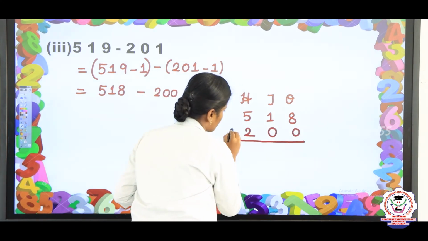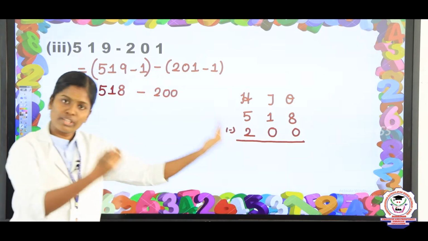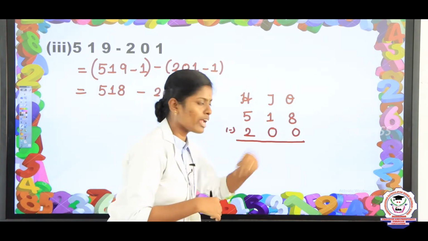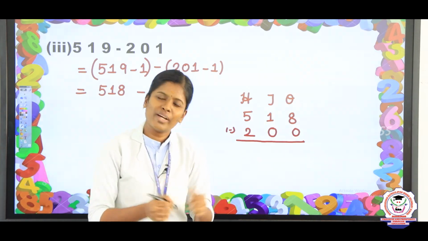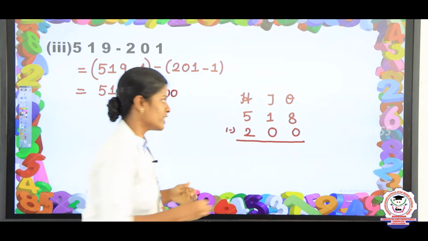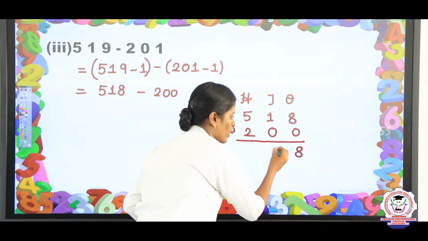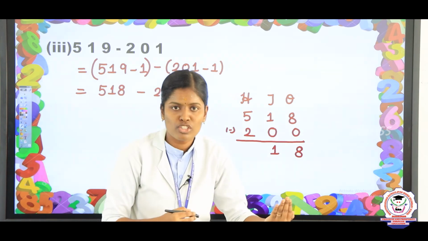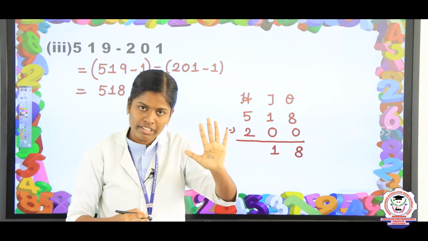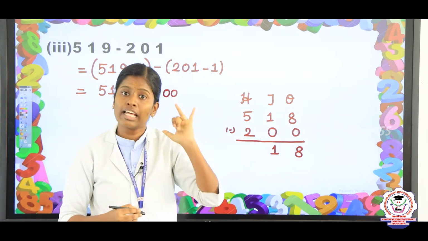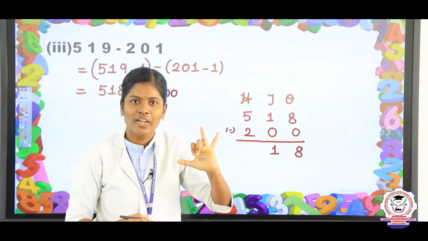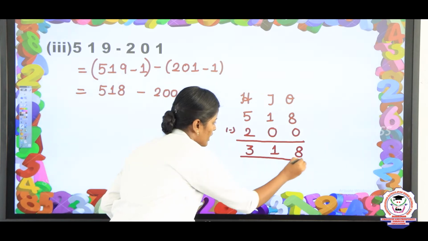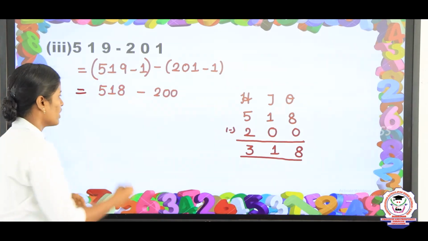Now we are going to subtract this. While subtracting, we should take the ones place value first. So now tell me Kiran, what is 8 minus 0? Very good, the answer is 8. Again 1 minus 0 is 1. Then 5 minus 2. Now tell me Krish, what is 5 minus 2? Just show your 5 fingers and fold 2 fingers. Remaining, what is the answer? Very good, the answer is 3. So 318 is the answer.